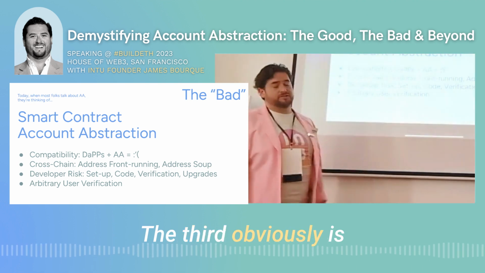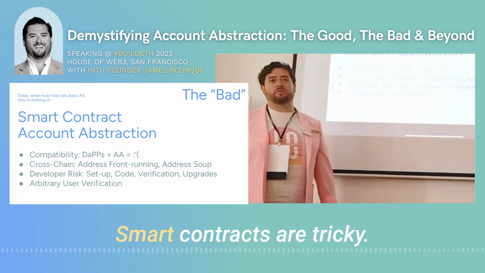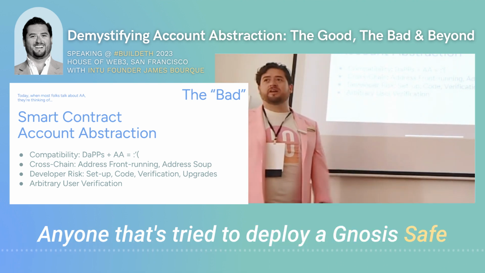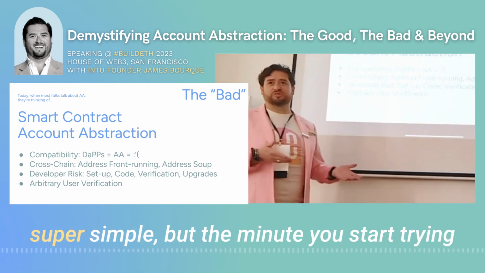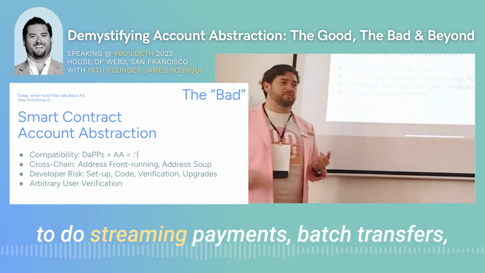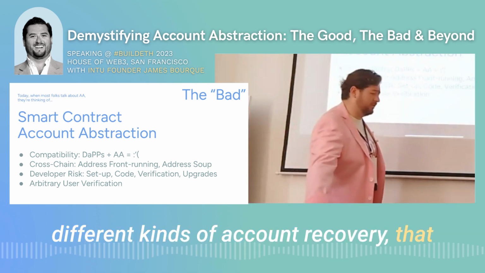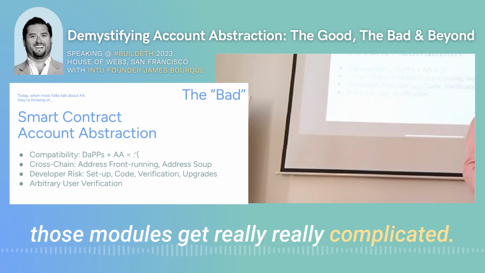The third, obviously, is introducing developer risk, right? Smart contracts are tricky. Anyone that's tried to deploy a Gnosis Safe knows that the docs make it sound super, super simple, but the minute you start trying to do streaming payments, batch transfers, different kinds of account recovery, those modules get really, really complicated.